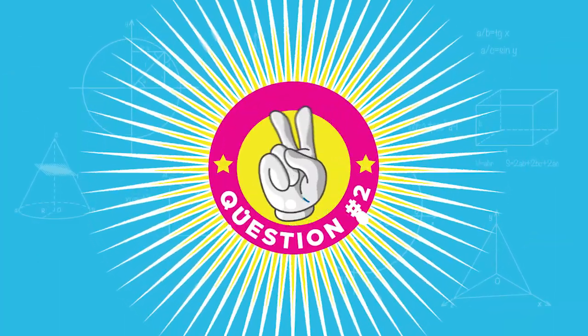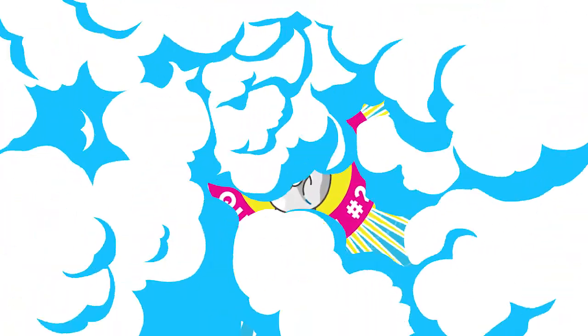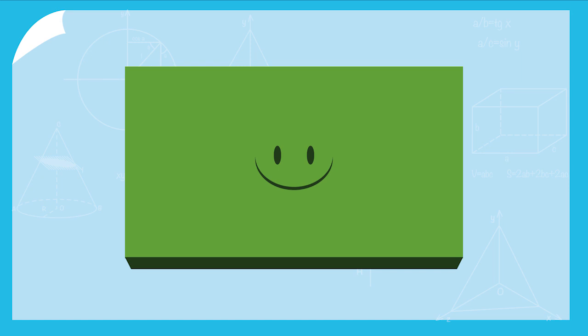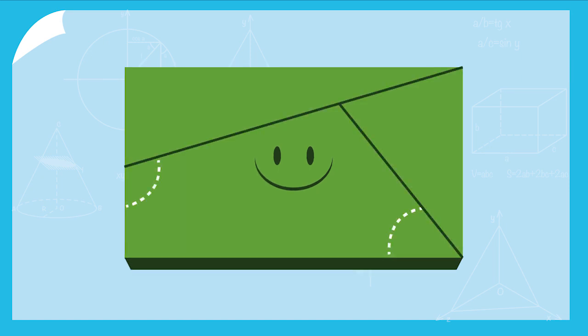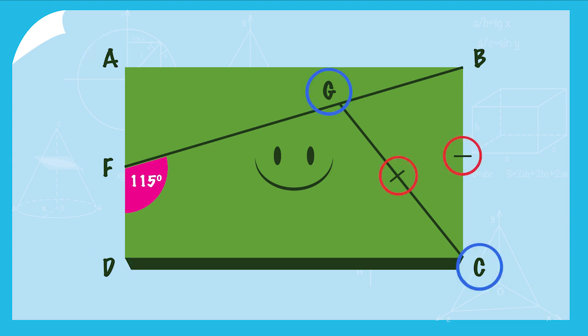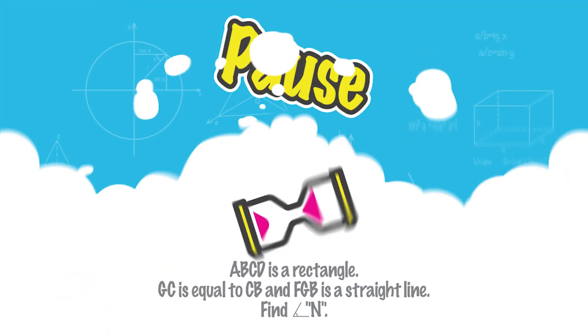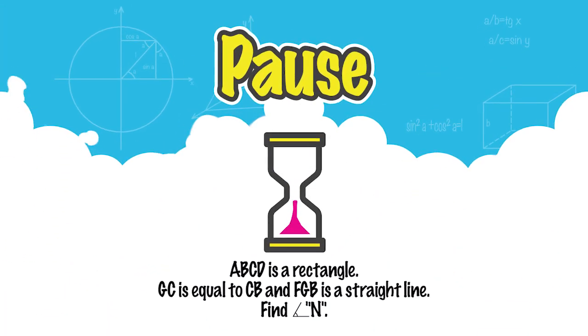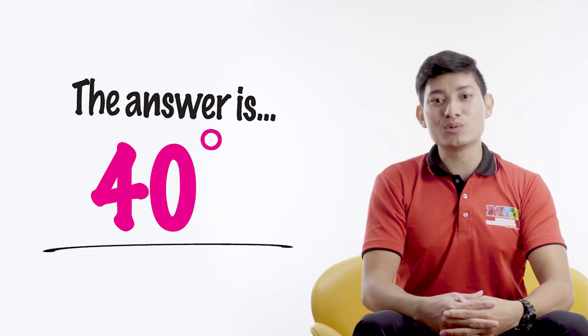Let's try something slightly more challenging. Rectangles. Here is an example to find the unknown angles in rectangles. ABCD is a rectangle, GC is equal to CB, and FGB is a straight line. Find N. Pause here and give it a try. Well, the answer is 40 degrees.